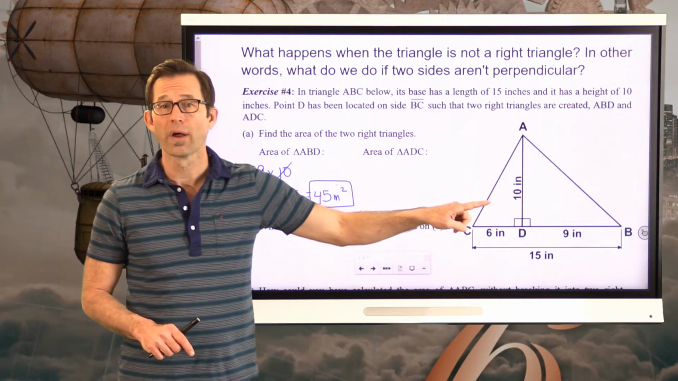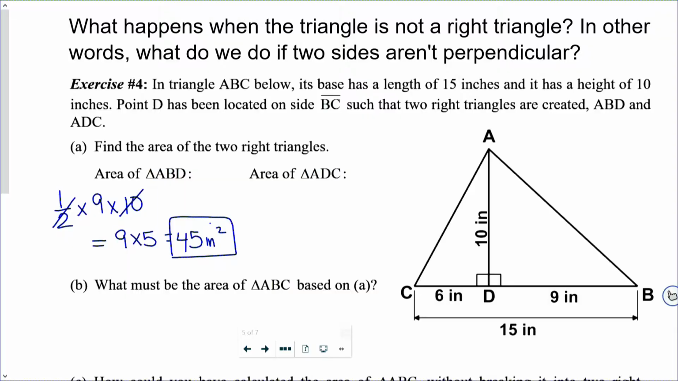Now let's do the smaller right triangle over here. That is going to have an area of 1/2 times 6 times 10. In this case, maybe I'll take half of 6 and get 3. 3 times 10 is going to be 30, and that's going to be 30, oops, not square centimeters, can't change the units on you there, 30 square inches.